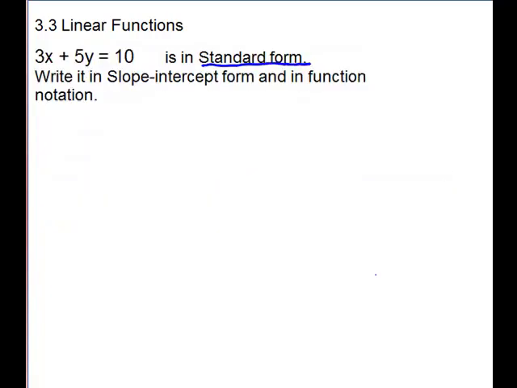We have the equation 3x plus 5y equals 10. This is in standard form, where you have ax plus by equals some constant. That's standard form. They ask us to write it in slope-intercept form and in function notation. So first we will go to slope-intercept form. It's just going to be some algebra. I'll rewrite it so we have some space, but we're just going to manipulate it and isolate the y to get slope-intercept form.